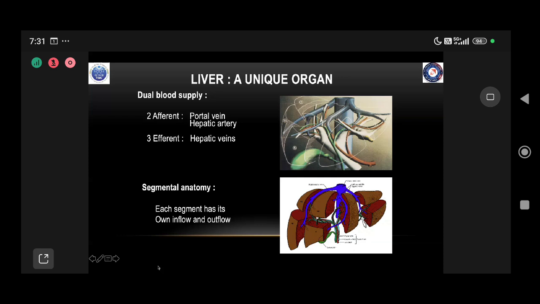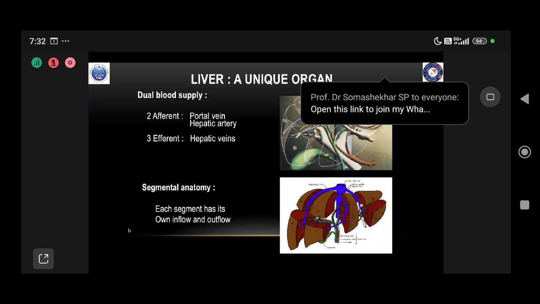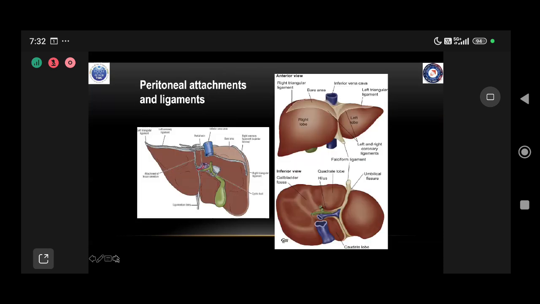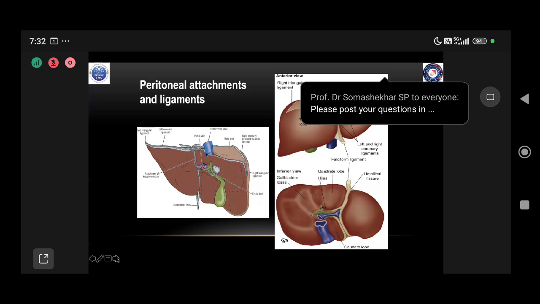Also, the liver is a unique organ. We know that it has dual blood supply with very high vascularity, mainly by the portal vein and also by the hepatic artery. There are three efferent veins which drain and form the major support of the liver. And the segmental anatomy is what forms the basis of our liver resection. It is unique in that it has its own outflow and inflow. There are some peritoneal attachments and ligaments which one should be aware of.